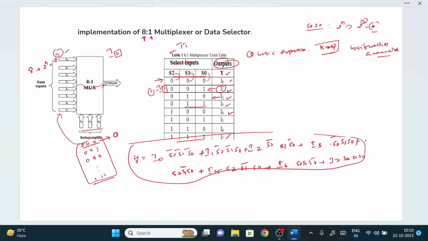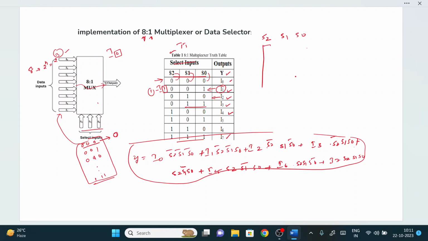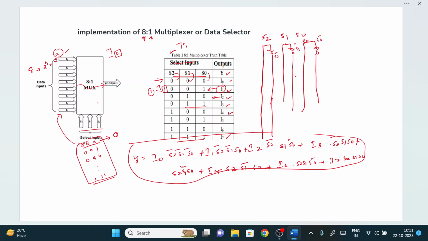After finding the logic expression, we need to draw the logic circuit diagram. Here, single output, and for the inputs, if you observe, we have S2, S1, S0. So S2 bar, this one will be S2 bar. Then again this is S1, and this one is S1 bar. Then something S0, and this one will be S0 bar.